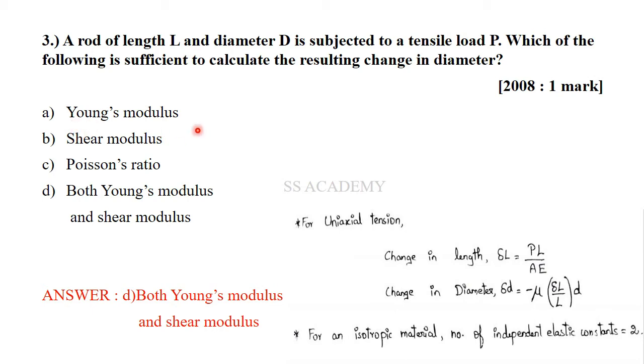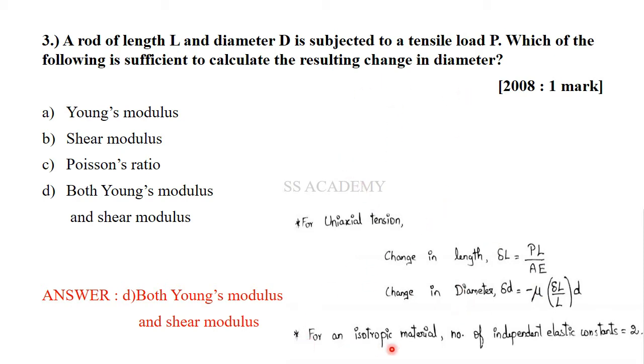But Young's modulus is given separate and Poisson's ratio is given separate. But here you have been given as Young's modulus and shear modulus. Okay, there are relations between these constants, including bulk modulus also. So just by knowing these two values, you can calculate mu and you can substitute here and you can find the resulting change in diameter.